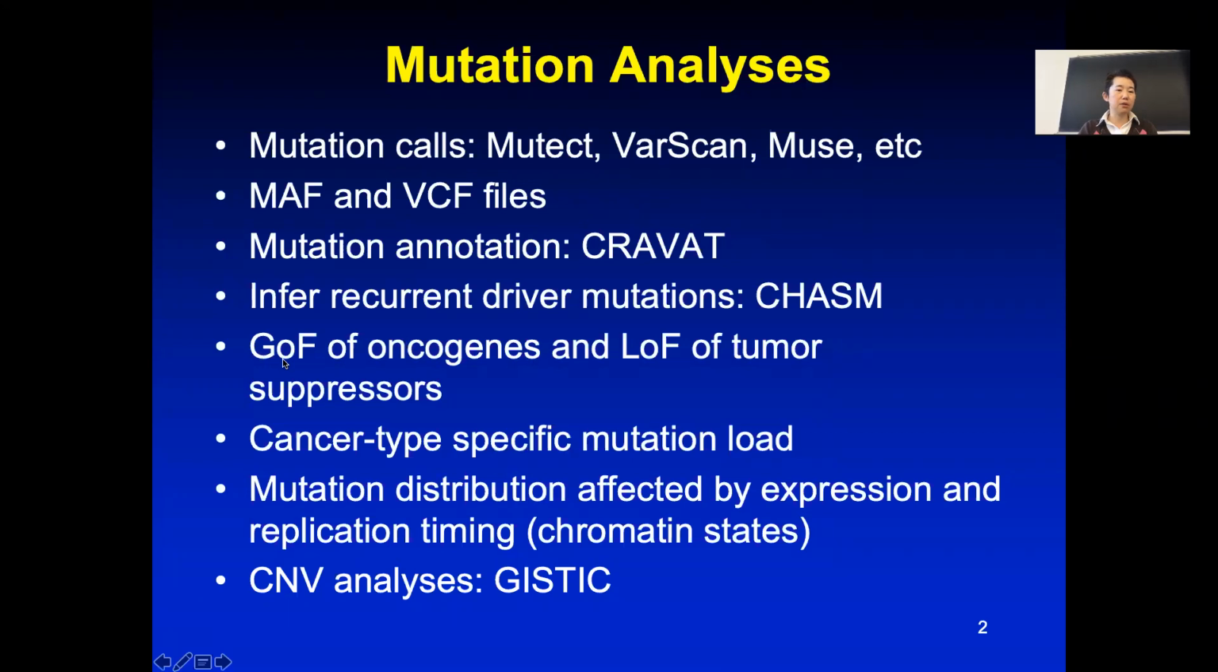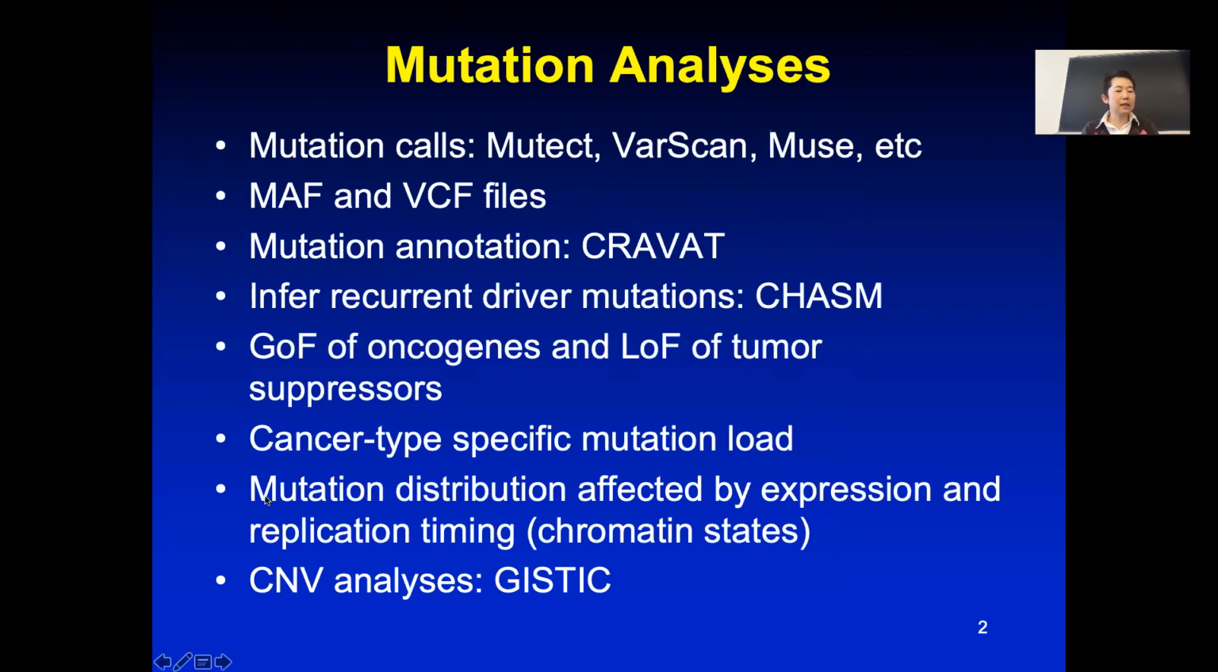And so we talked about looking at gain of function mutations of oncogenes and loss of function mutations of tumor suppressors as potential drivers in cancer. And then we also talked about cancer type specific mutation load. As we mentioned, those cancer types that face the outside, whether facing the air, like lung, or facing the food in the GI system, usually have a later onset and more mutations. Whereas pediatric cancers or tumors that face inside, like brain or blood, usually have lower mutation load.